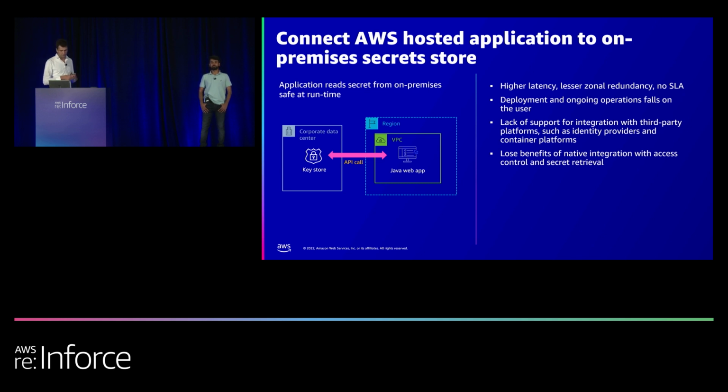As a result, you lose the native integration with access control and secrets retrieval as well, because we're not using AWS-centric components in this design. We're basically just establishing a network path, ensuring that the API call can be successful, but all other components are going to be dependent on the original key store that's located, in this scenario, on-premise.